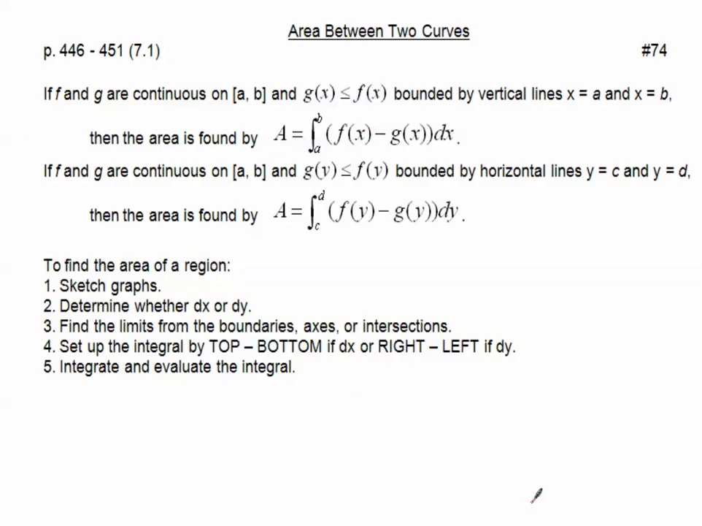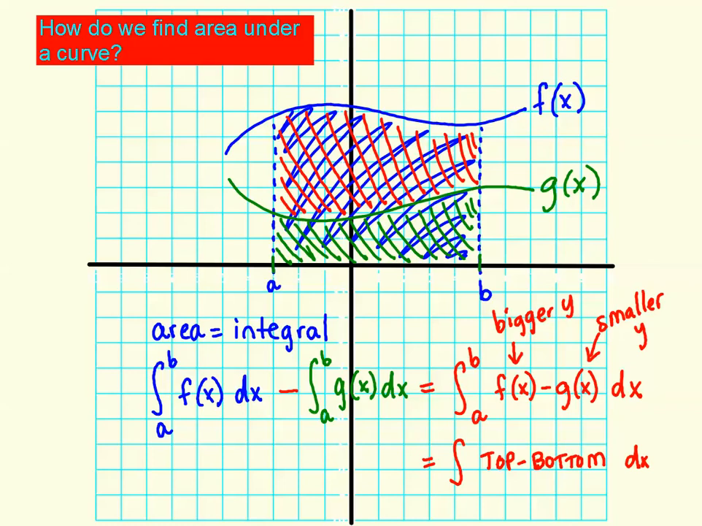So to cut to the chase, we remember that area means integral, and when we want the area between two curves, if they are functions of x, we do the integral of the top function minus the bottom function when it's with respect to x. Now I say when it's with respect to x because it's not always with respect to x. Sometimes we deal with functions that are functions of y.